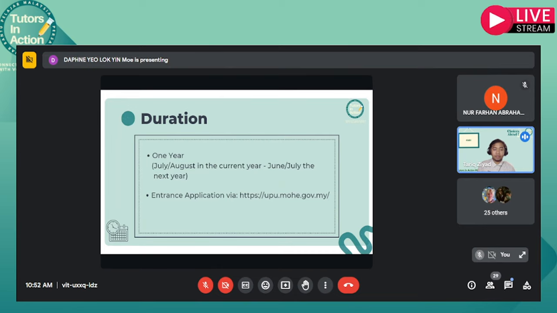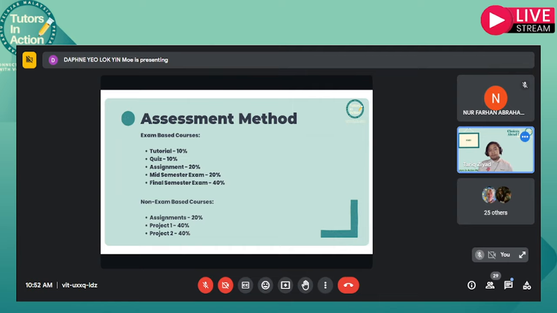Moving on to the next slide. So in terms of assessment methods for the program, you would have two types of subjects: exam-based courses and non-exam-based courses. For the exam-based courses, the allocation would be 10% for tutorial, 10% for quiz, 20% for assignments, 20% for the mid-semester exam, and 40% for the final semester exam.